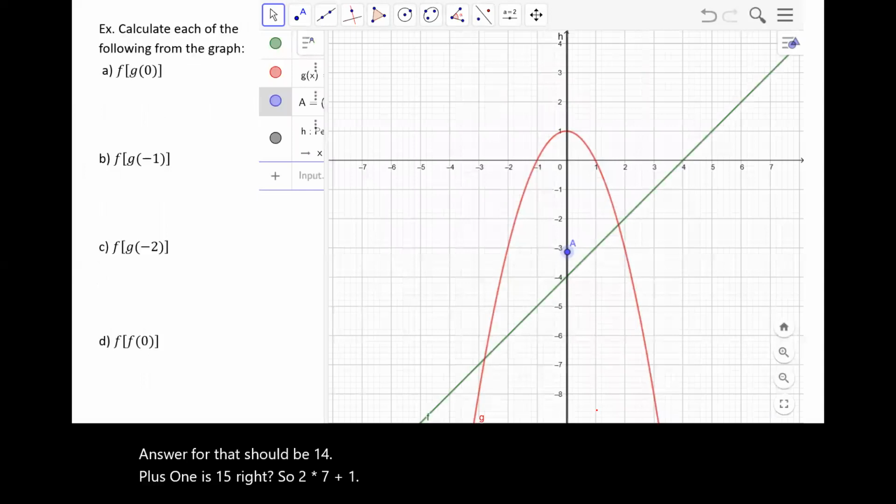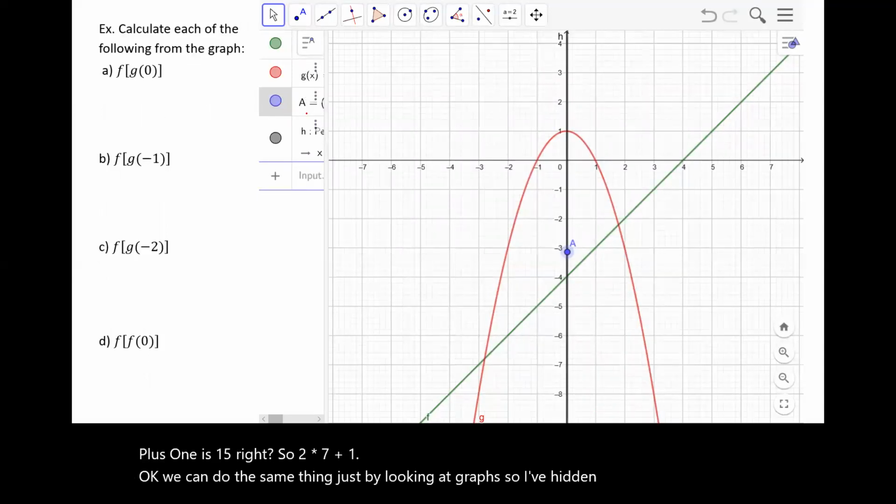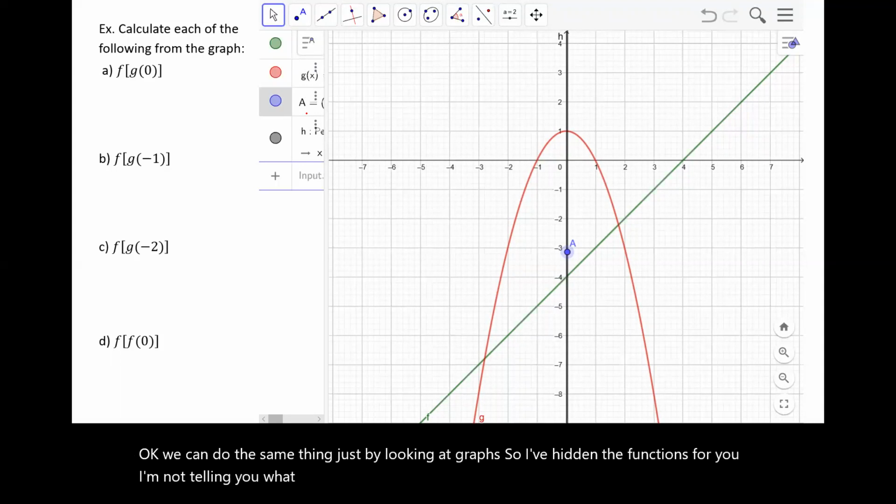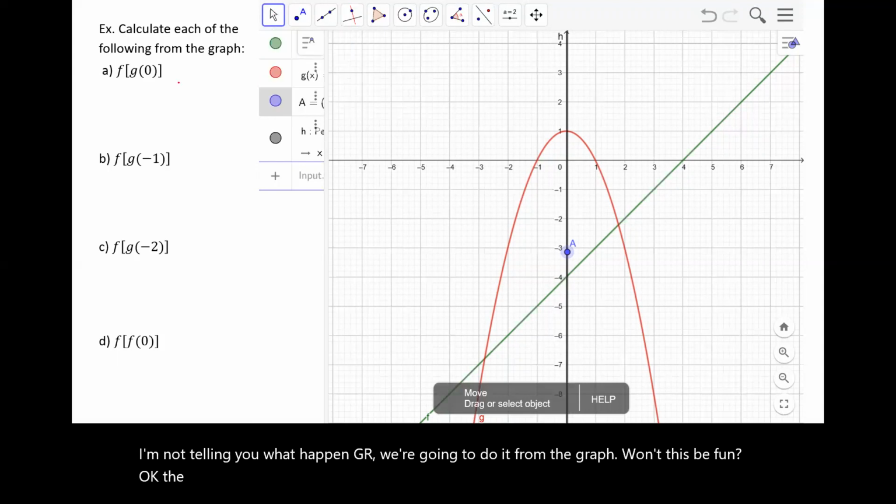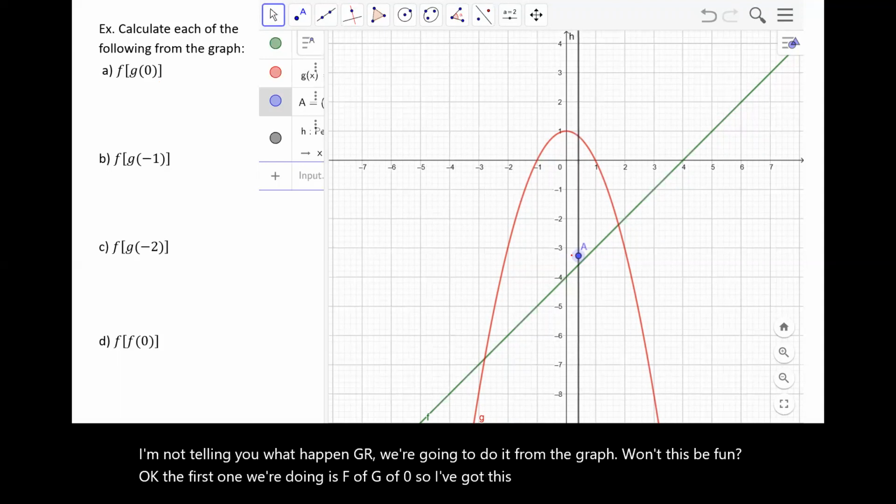Okay, we can do the same thing just by looking at graphs. So I've hidden the functions for you. I'm not telling you what f and g are. We're going to do it from the graph. Won't this be fun? Okay, the first one we're doing is f of g of 0. So I've got this line, and we're going to move it to an x value of 0.